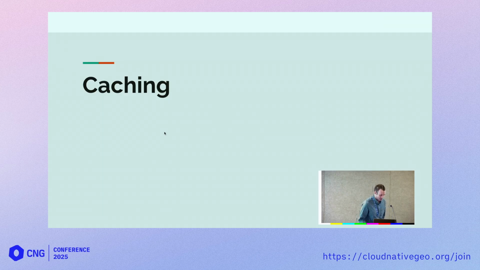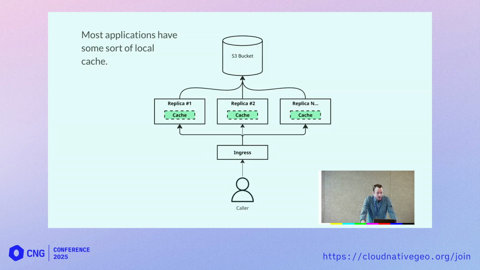The next big thing is caching. If the goal is to reduce the number of requests, then caching is obviously one of the first things that comes to mind: if we've already requested something, we should cache it and not have to request it again. Now, most applications have some sort of local cache, which is symbolized by these green boxes.